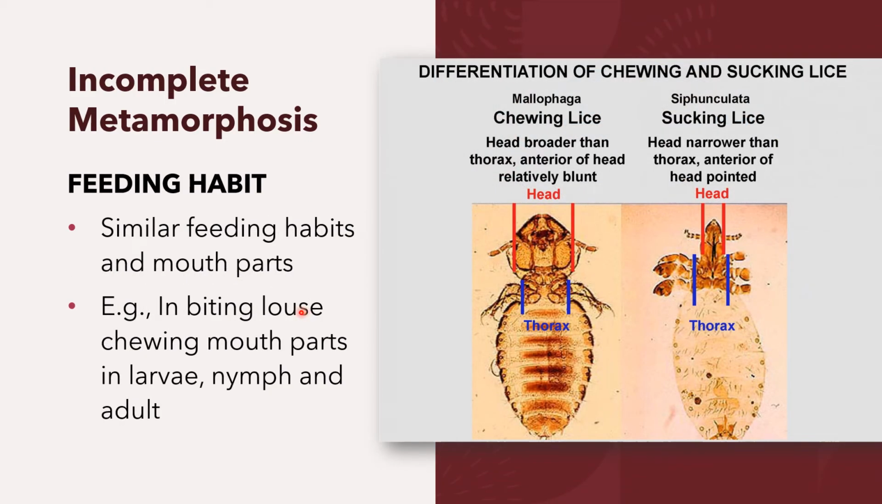In terms of the feeding habit, those insects that exhibit incomplete metamorphosis have similar feeding habits and mouth parts. For example, in the biting louse, the chewing mouth parts are similar in the larvae, the nymph, and the adult. This diagram shows the mouth parts of the chewing or the biting louse under the order Mallophaga, as differentiated from the mouth parts of the sucking lice under Siphunculata.